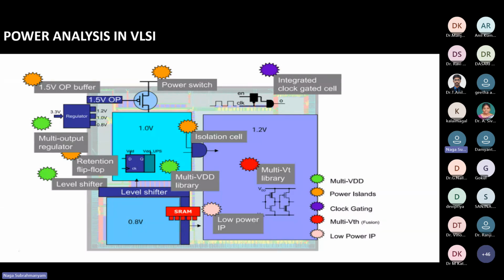And there is a requirement of clock gating. There are multiple threshold voltages, multi VTH, different threshold voltages we require. And low power intellectual property means a separate IP is required to control all these things and manage the power, which needs to work at low power. That is one more challenge. So like this, so many things are there. We will see a few of them one by one.